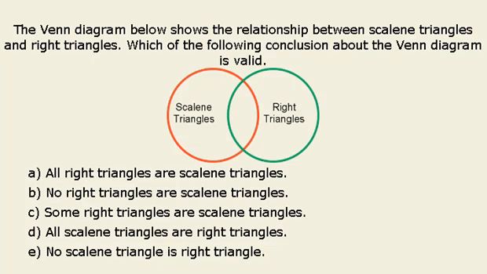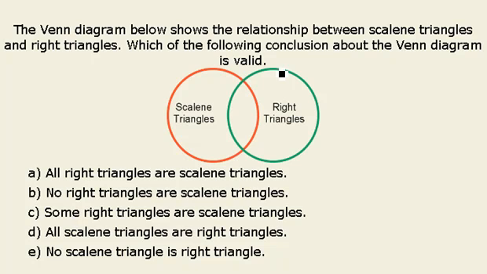The Venn diagram below shows a relationship between scalene triangles and right triangles. Which of the following conclusions about the Venn diagram is valid? We are given some choices which are all, no, or some statements. And this is a form of logical reasoning.